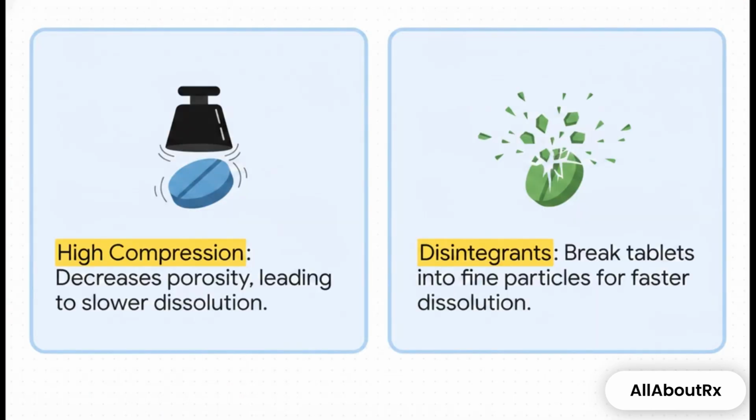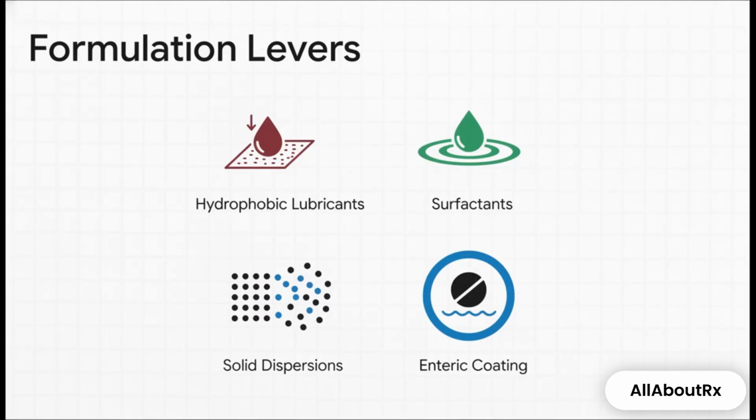Then we have the formulation side of things. How a tablet is physically built makes a massive difference. High compression forces and the addition of binders pack a tablet incredibly tightly. That drops the porosity and totally slows down dissolution. But disintegrants, they do the exact opposite. They rapidly draw in water and essentially burst the tablet apart into fine particles, which massively increases the surface area for way faster dissolution.